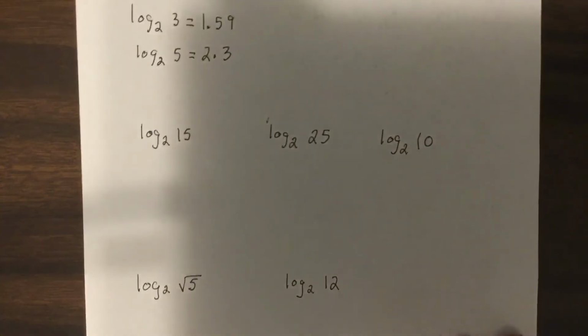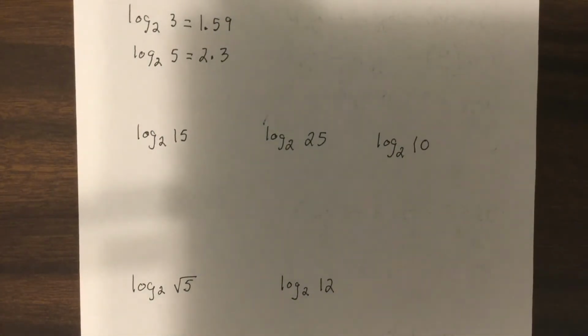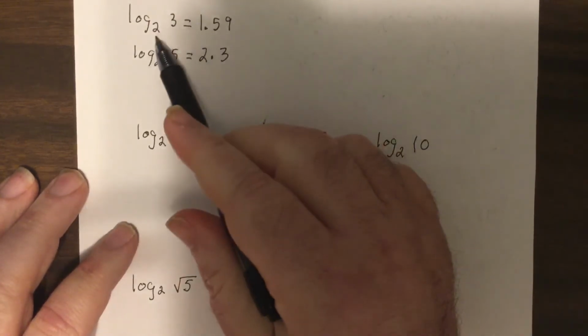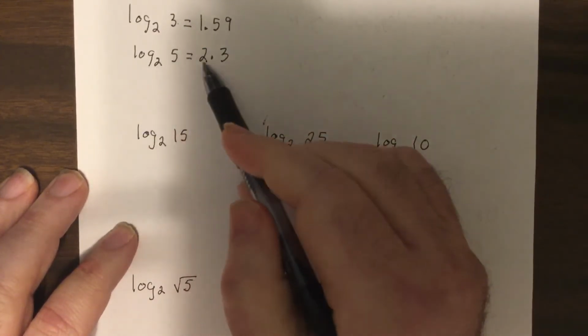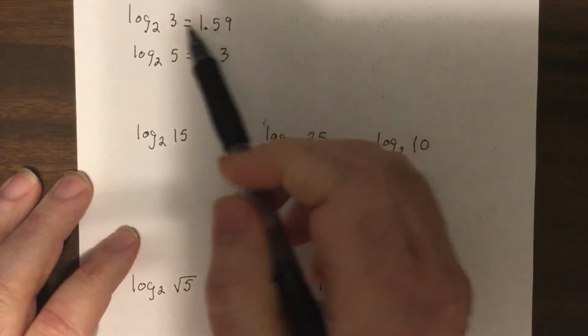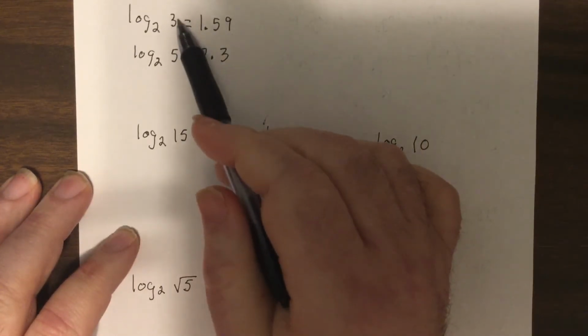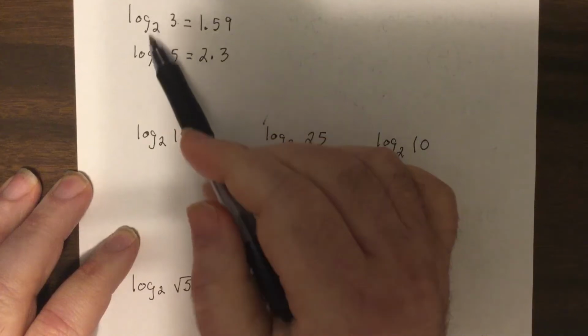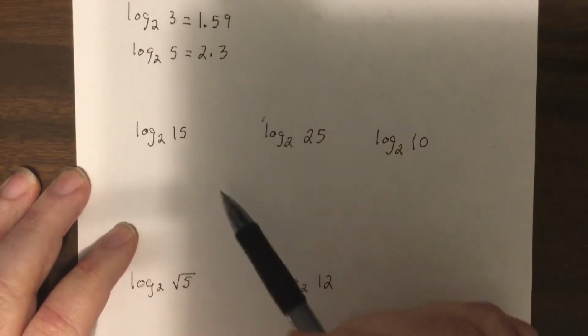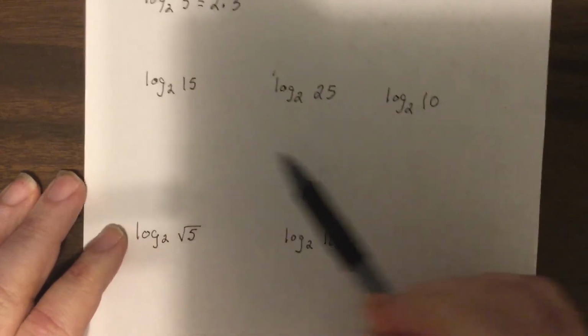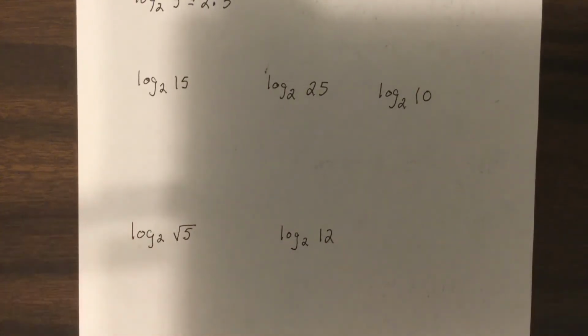Now let's see if you remember this. I have log base 2 of 3 is 1.59. Log base 2 of 5 is 2.3. So remember, there's 3 numbers I can work with: 3, 5, and the 2, because that's our base. So therefore, using the laws of logarithms, find these 5 logs. And once you do that, turn me back on.